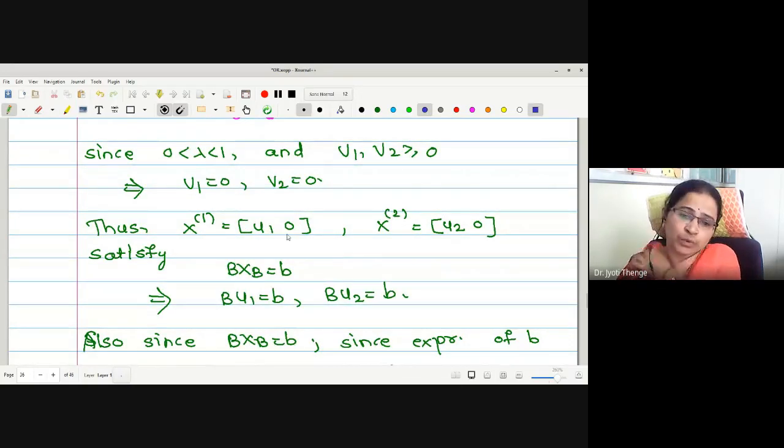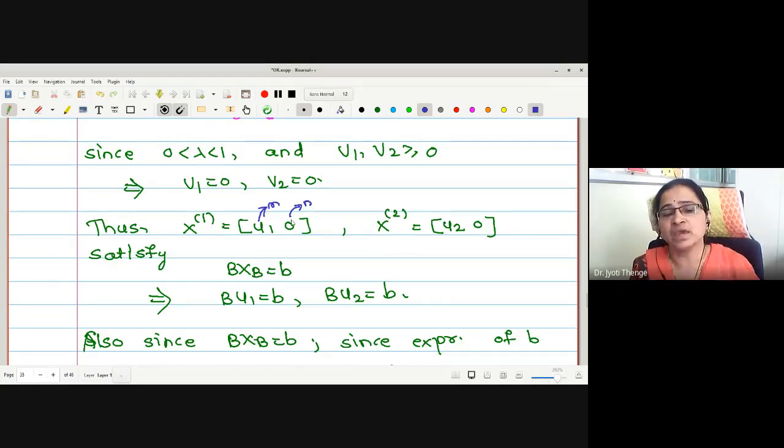Therefore, what we have proved? The set of n tuple vector is 0 and there is a remaining set of m tuple vector only. This is m tuple, this is n tuple. Therefore, this becomes my basic solution. If it becomes a basic solution, what does it have to satisfy? B xb is equal to b. What about xb? xb is my basic variable. Here, what are my basic variables?